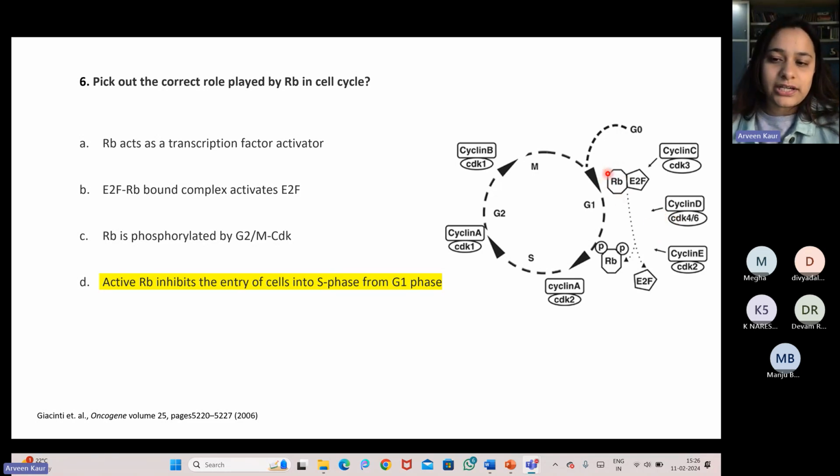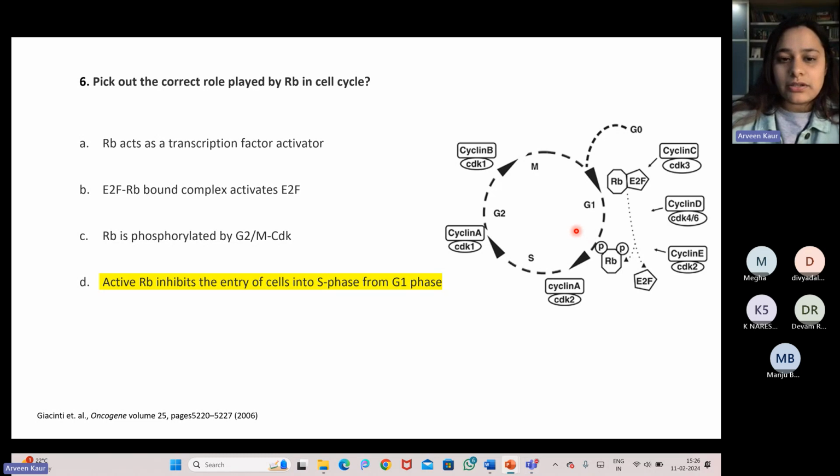Once this RB is phosphorylated, it becomes inactive and has phosphate tags on it. Now this will go for ubiquitination and degradation, while the E2F becomes free. Once this transcription factor is free, it can go and perform transcription, and now the cell can move on to the S phase, because this particular transcription factor is now free.